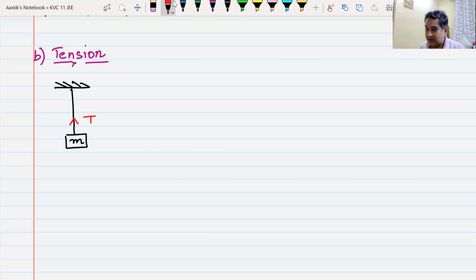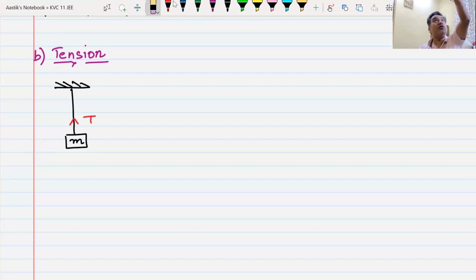No one will ask you the force applied by block on the string, but if someone asks you, it will be the opposite of this. And this T that I have drawn downwards is the force applied by block on the string. No one is going to ask you this, so let me take this off. So this is the force T applied by string on the block.